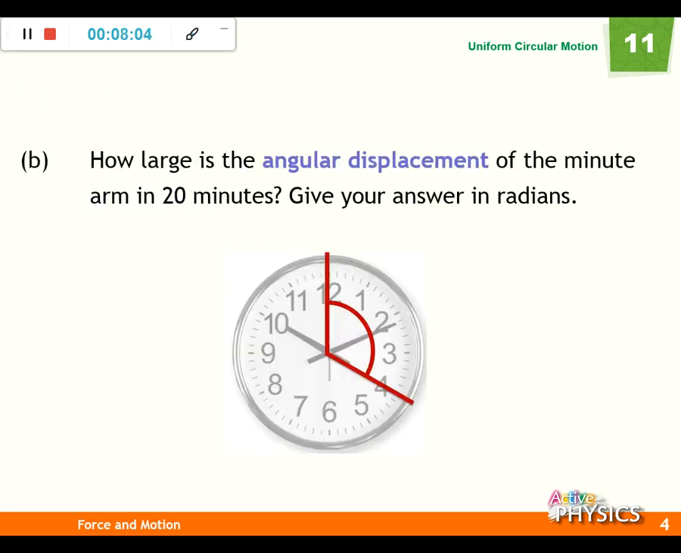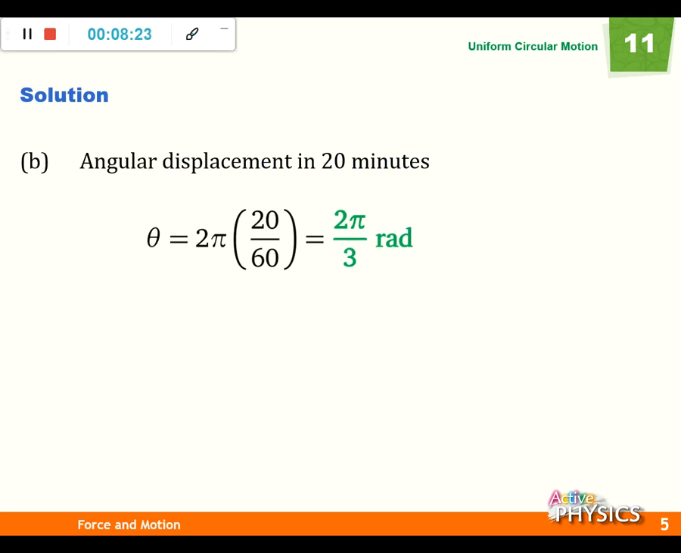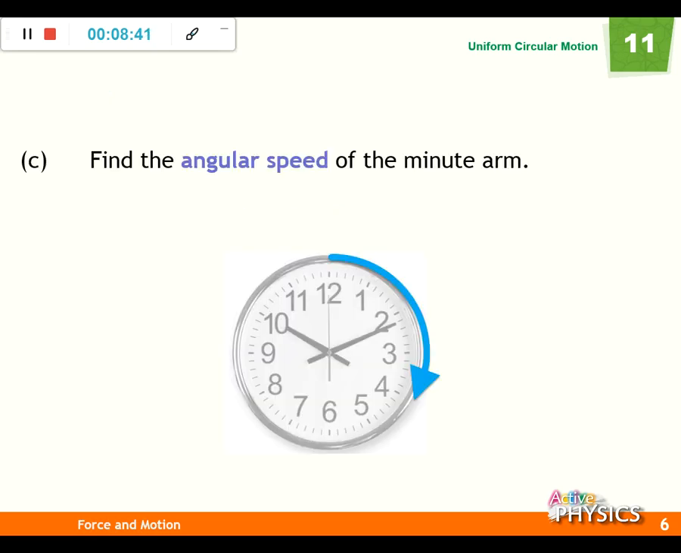Part B: how large is the angular displacement of the minute arm in 20 minutes? It should be like this diagram. You should measure the total angular displacement in this case. It should be 1/3 of one complete cycle. How do we get 1/3? It is 20 minutes over 1 hour, which is 60 minutes. Then the total angular displacement should be 2π/3 radian.